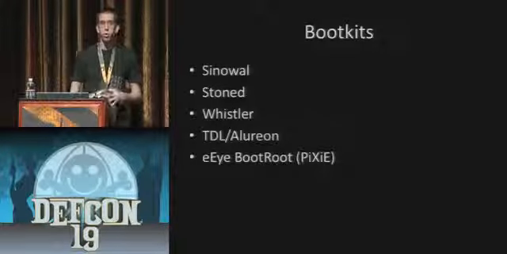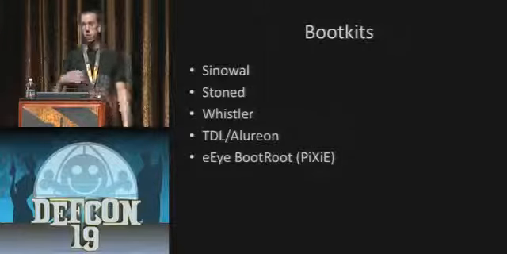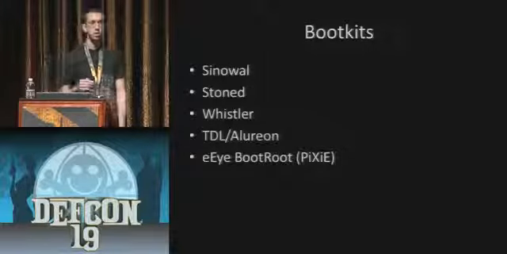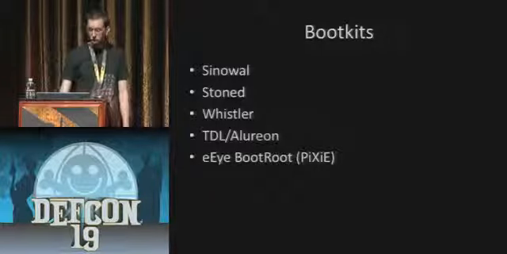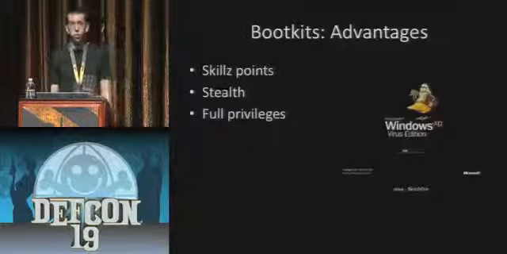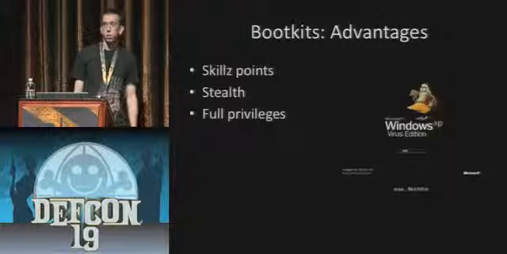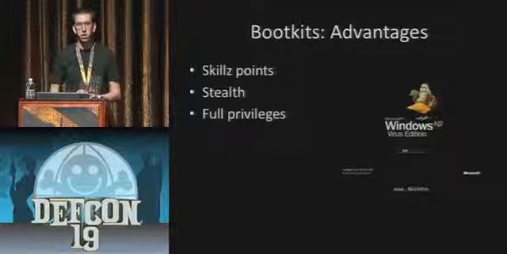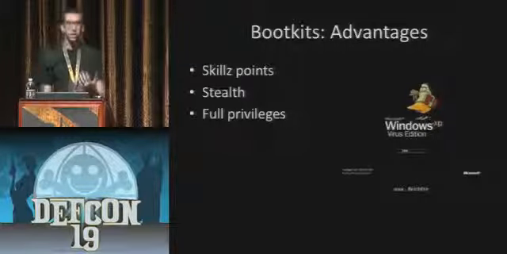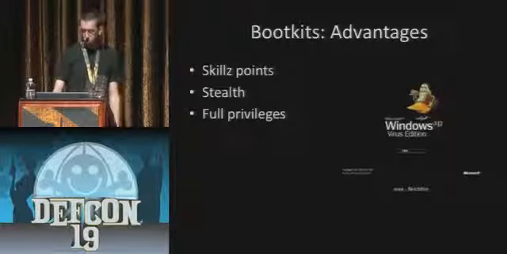eEye BootRoot is one that was deployed. This is kind of the motivation here. They deployed it with a virus they called the Pixie virus. This is, as far as I can tell, one of the only instances where PXE was used as an attack vector. So they are available, and they have some cool advantages. First of all, you get extra points for skills, because it's pretty cool to be able to run a bootkit and get yourself rootkit privileges. You can also end up running stealthily inside this system, and it gives you full access. So those are all awesome things.